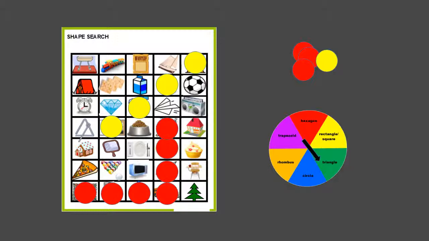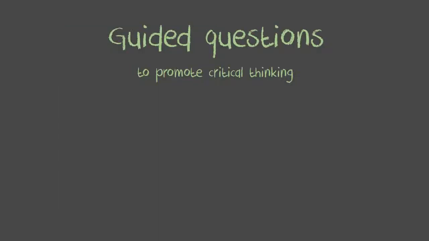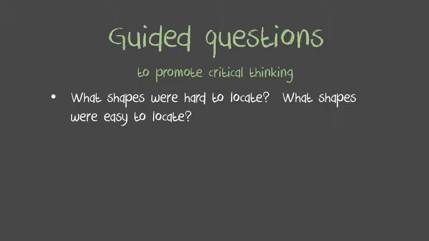If a student should spin a shape that they can't find on the board, they lose their turn and it's the next player's turn. It's a great little game to play. While they're playing, you can ask some guided questions to promote critical thinking, which is what shapes were hard to locate, what shapes were easy to locate.